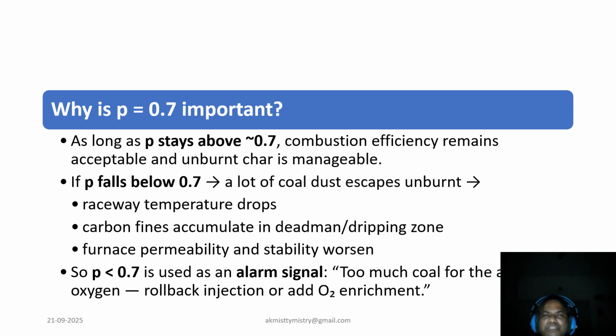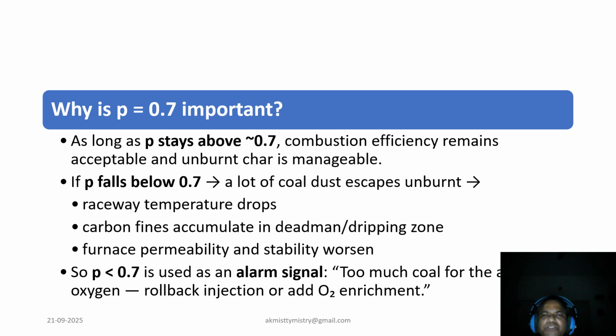Now, the critical threshold. Why P equal to 0.7 is important. You might think any value below 1 is bad, but experience and operational data have shown there is a specific critical threshold we must watch, an oxygen ratio of about 0.7. As long as the ratio stays above 0.7, the furnace can generally cope. Combustion efficiency remains acceptable and any unburned material is manageable.